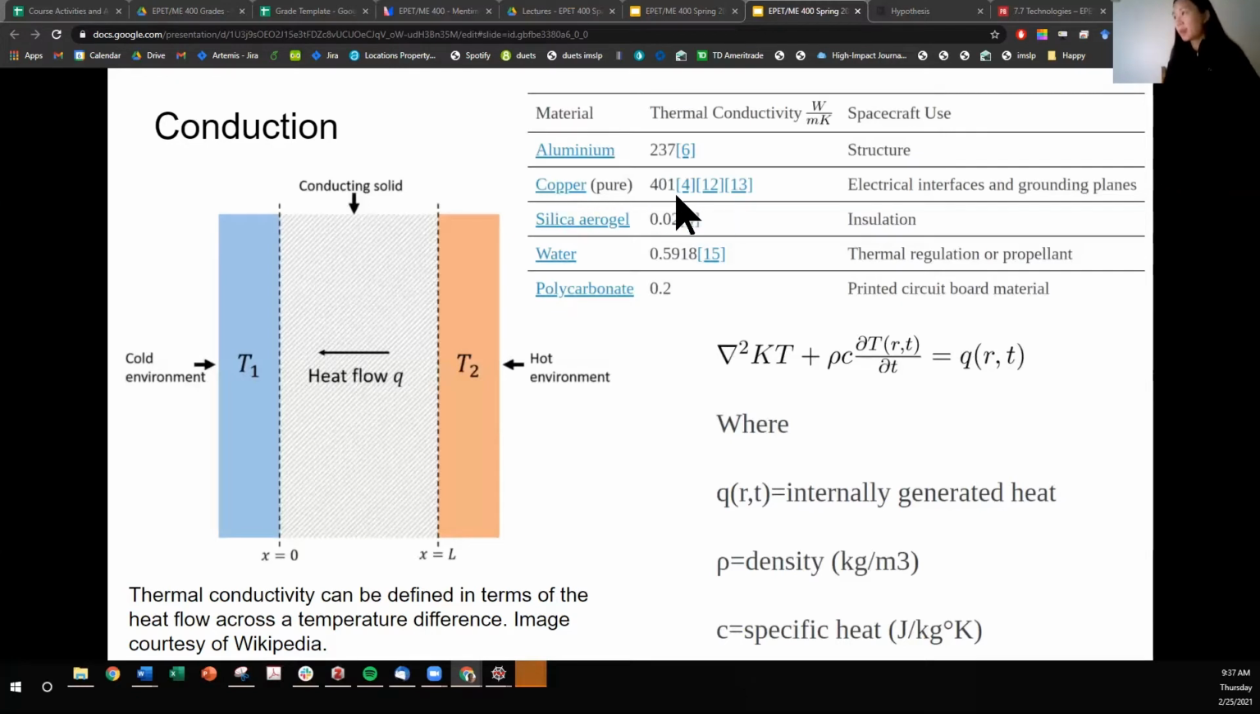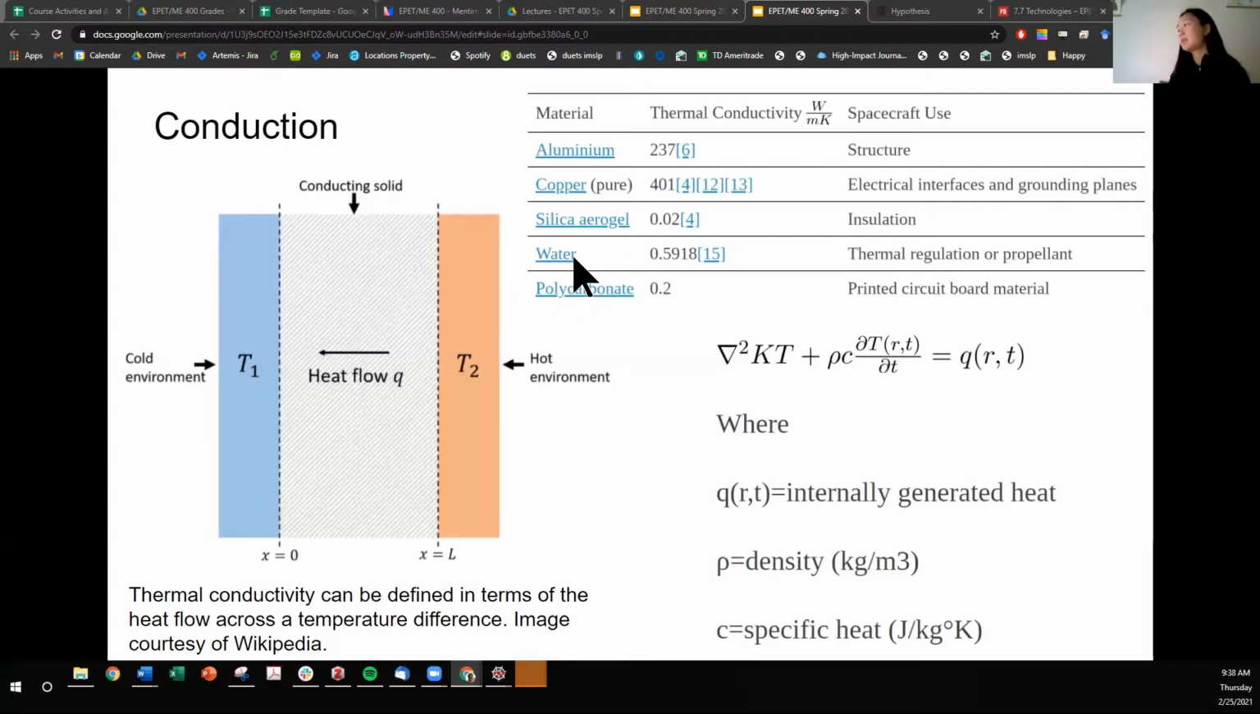Copper has a higher thermal conductivity, so you'll see this material being used a lot for things that need to be electrically conductive and also thermally conductive. It's typically used for electrical interfaces and grounding planes, and on Friday you'll see that it's used a lot for heat shunts and strips. Silica aerogel has a very low thermal conductivity, where it's more like an insulator. So its spacecraft use is for insulation.